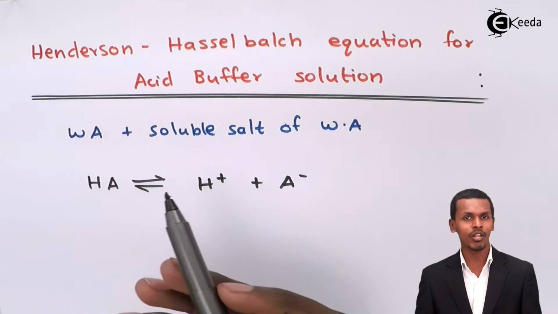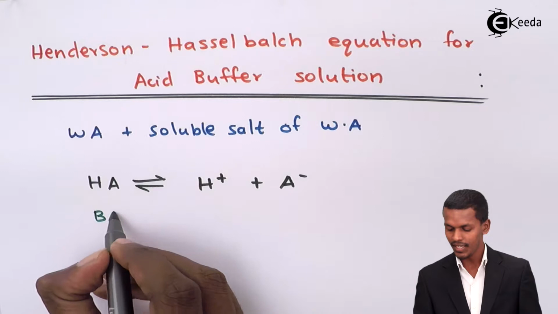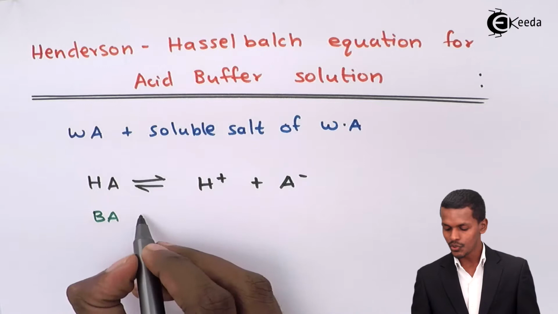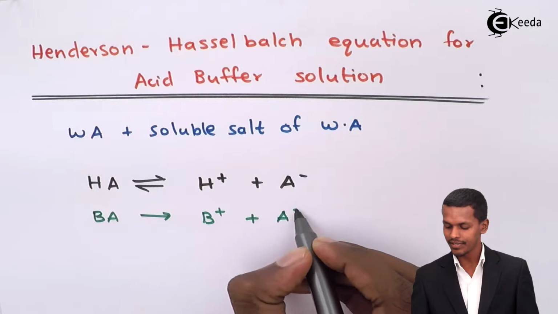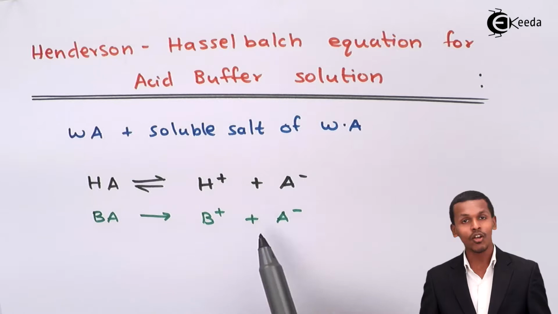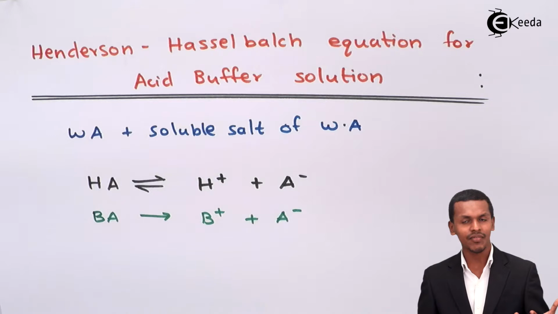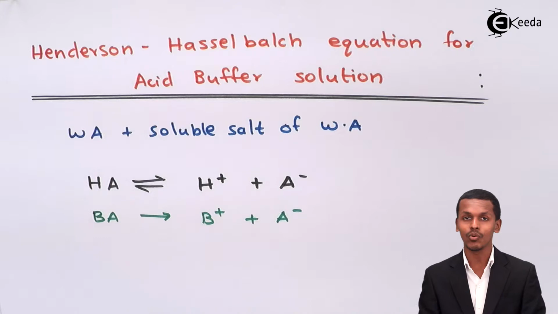In this case, suppose we are adding a soluble salt of the weak acid, like BA. Since it is soluble, it will dissociate into B plus along with A minus. So if I observe, the dissociation of the HA will be suppressed because of the common ion effect, as I could see over here, that is A minus. That's the reason the HA won't be dissociated completely, since it is a weak acid. So that is what we have to calculate, what the pH value of that acidic buffer solution would be, and that is what we are going to talk about.